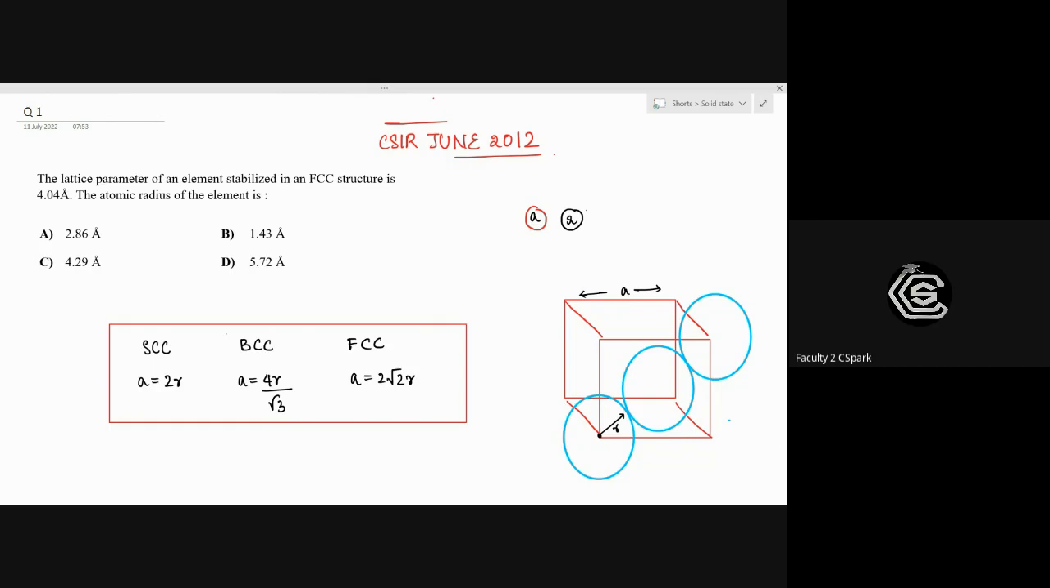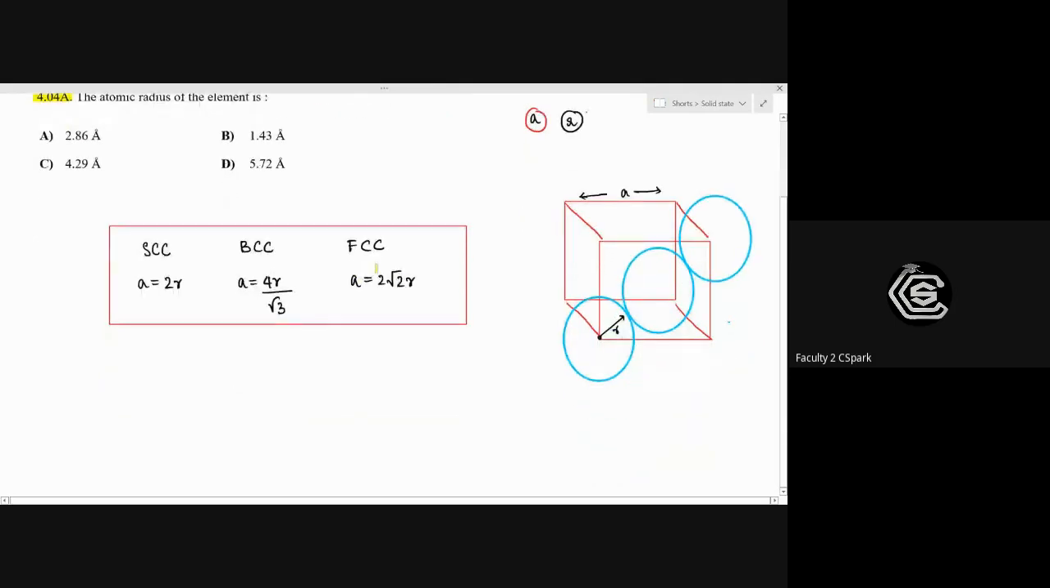But for the time being, let's solve this question, which was asked in CSIR 2012, June. Our question says, what is given to us is a face-centered cubic whose lattice parameter is 4.04 angstrom. We have to find its atomic radius. If we know this relation, the question is very easy.